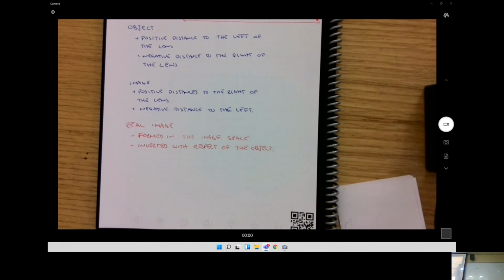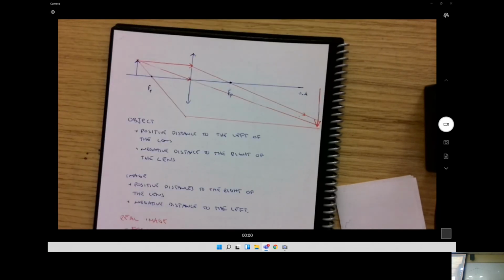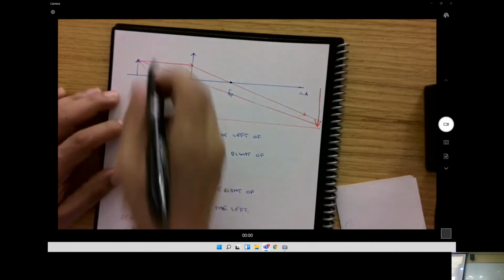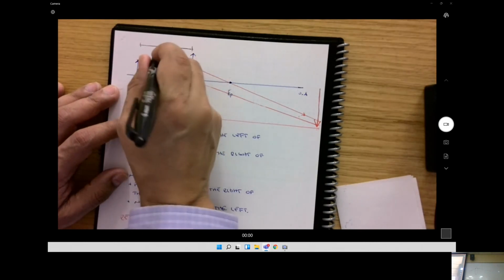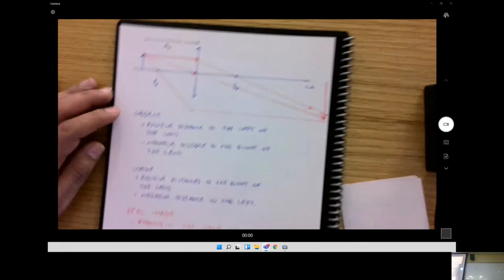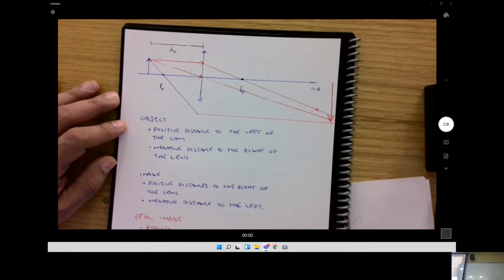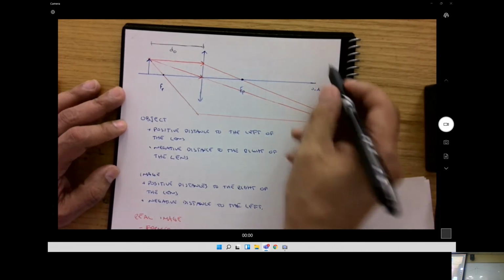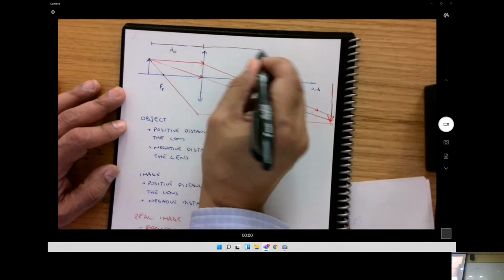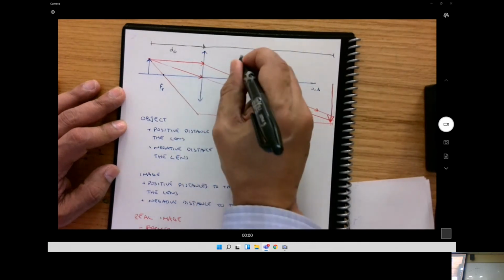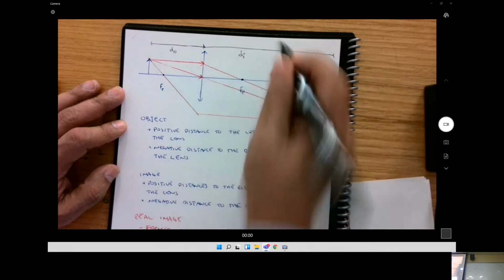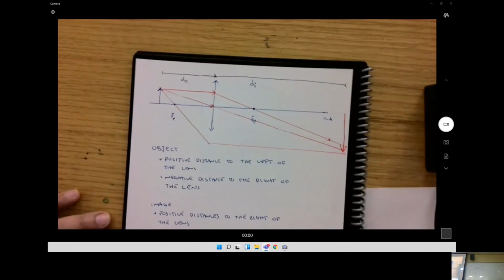Okay, there are two dimensions that I care about, and that's basically going to be the distance from the object to the lens. I'm going to call this d sub O. And then I'm going to have the distance to the image, which is going to be from the lens to the image, and that's going to be d sub I.